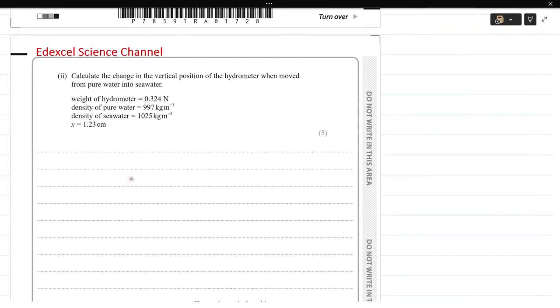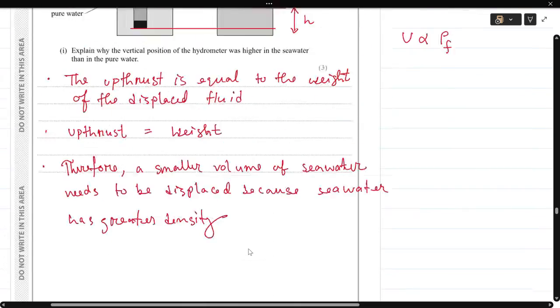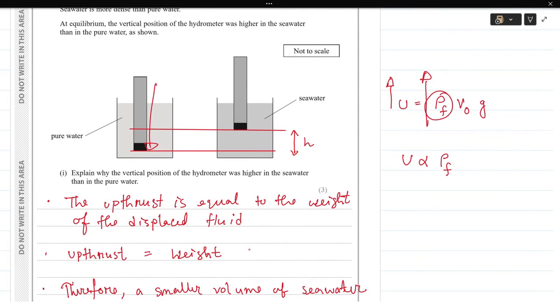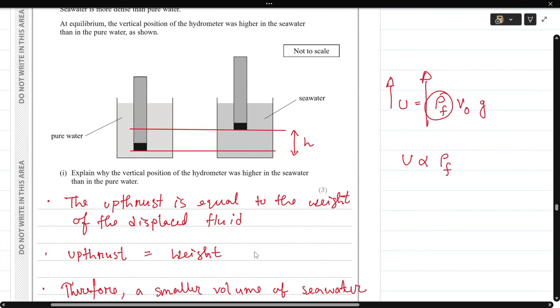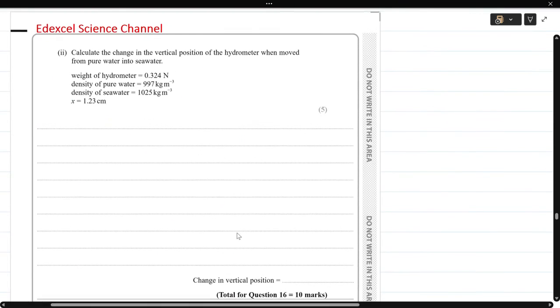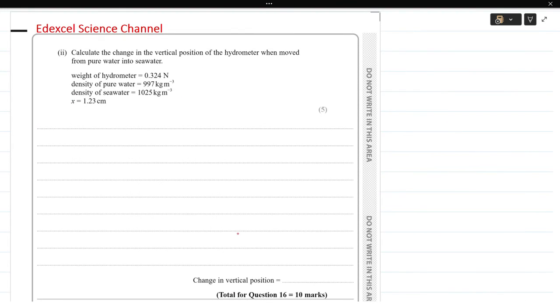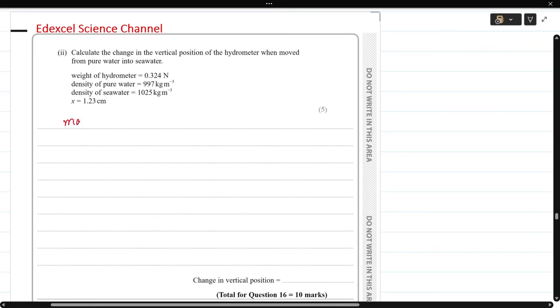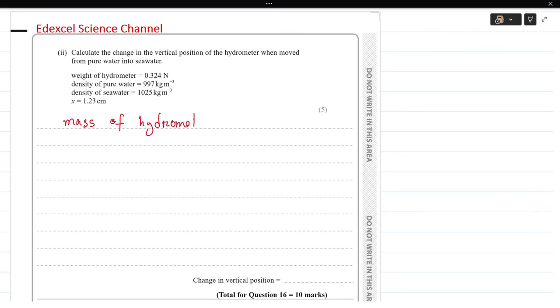So how do I find out how deep the hydrometer is in pure water and seawater? At first I'm going to find out the mass of the hydrometer. They have provided us the weight, so the mass of the hydrometer is 0.324 divided by 9.81, which is going to give us 0.033 kilogram.